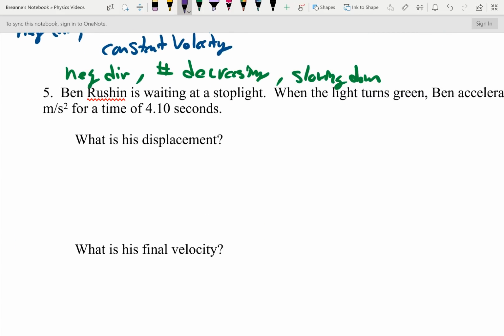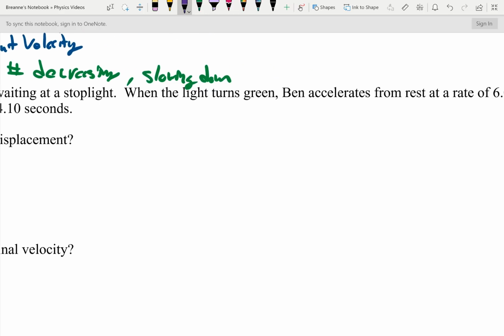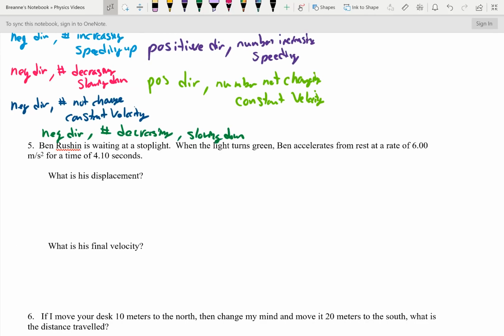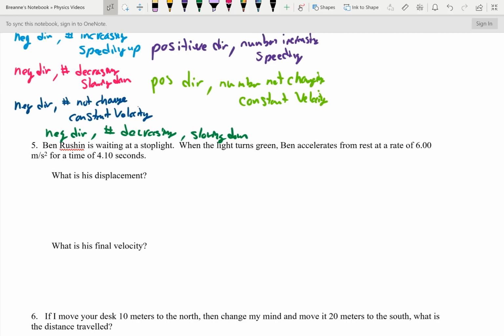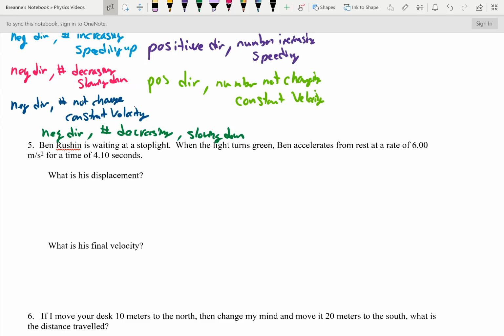Okie dokie. So Ben Russian is waiting at a stoplight. When the light turns green, Ben accelerates from rest at a rate of 6 meters per second squared for a time of 4.10 seconds. So first thing we need to do is write down our givens. Our givens say accelerates from rest. Rest is a given. Actually have to read. You can't just skim and look for numbers. Rest is telling you that your initial velocity is 0.